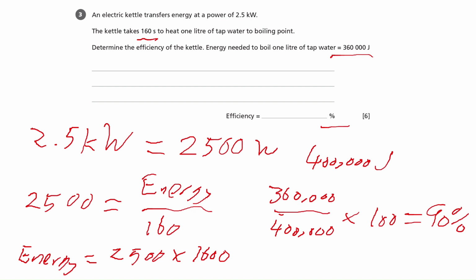Okay, so in terms of how the marks are allocated for this question, we have 1 mark for that initial equation. We have 1 mark for the rearrangement. We have 1 mark for this here. We have 1 mark for the 400,000 joules, and then 1 mark for that equation, and then 1 mark for the final answer. That gives us the 6 marks available for this question.